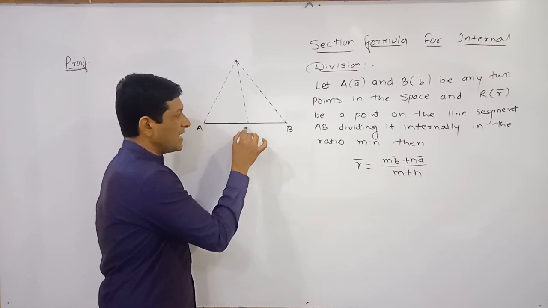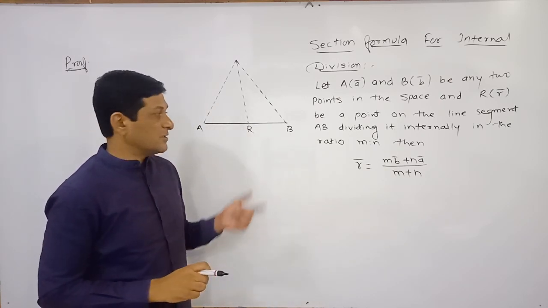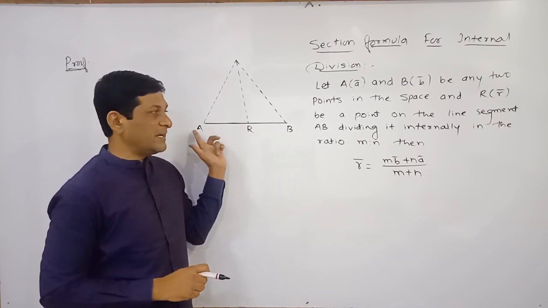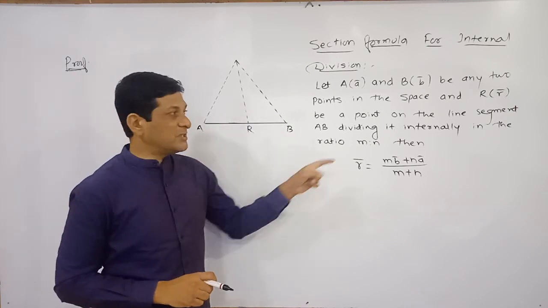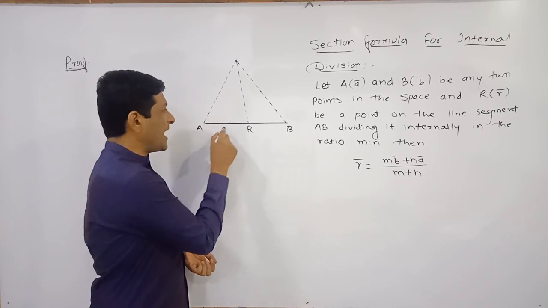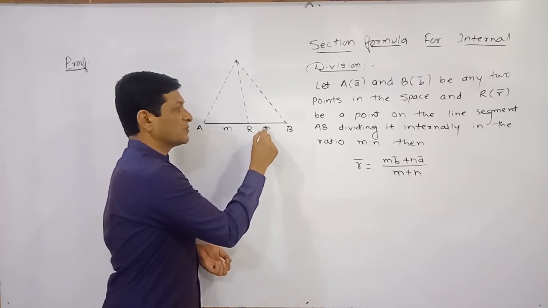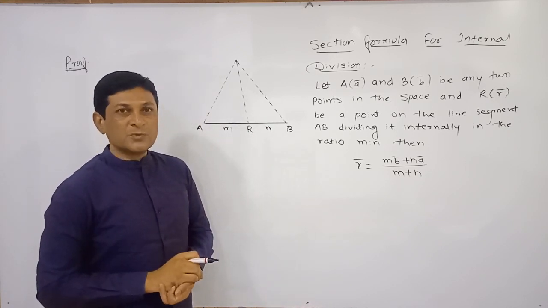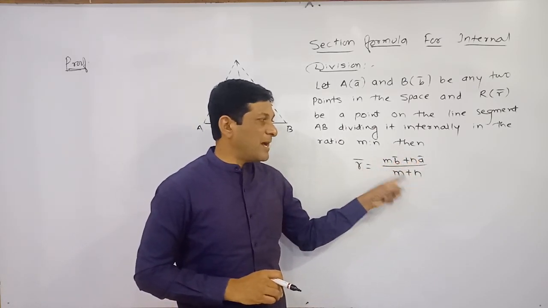Now R is an internal point of segment AB, and divides this segment AB into two parts. Which two parts? AR and RB. And it is given to us that the ratio of these two parts is m is to n. Means if we take the ratio of AR and RB, it will be equal to m is to n. These are the given conditions. Using this, we have to prove that R bar will be equal to (m B bar plus n A bar) upon (m plus n).